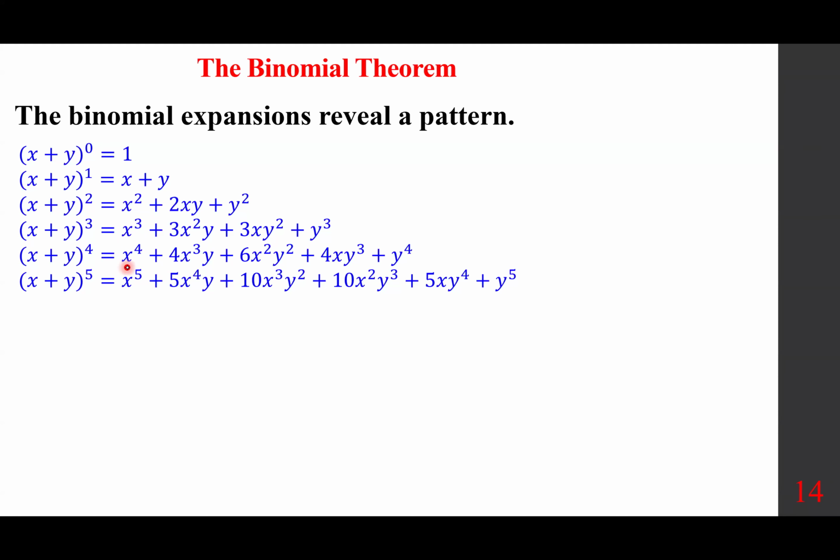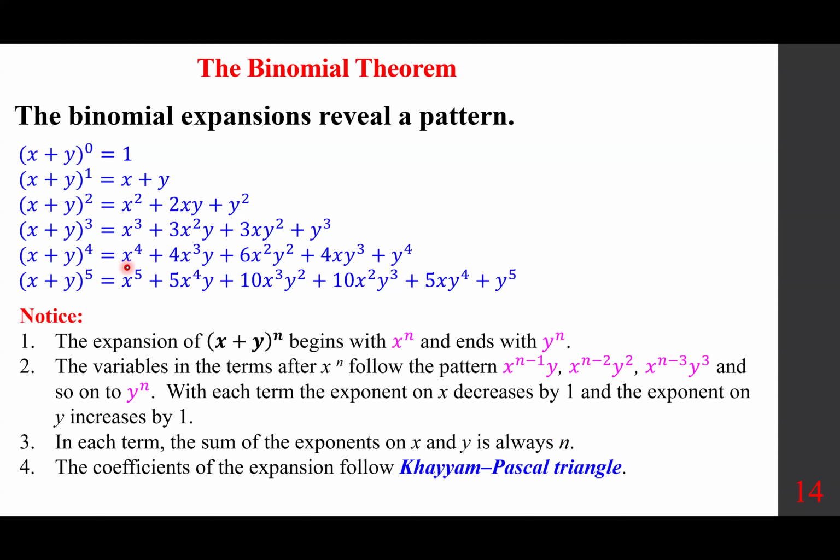So let's see what we want to add here. Notice, the expansion of x plus y to the power of n begins with x to the power of n. So it starts with x to the power of 1, x squared, x cubed, x to the power of 4, and so on. And it ends with y to the power of n. This one is y, this is y squared, this is y cubed, this is y to the power of 4. So that's one thing we notice.